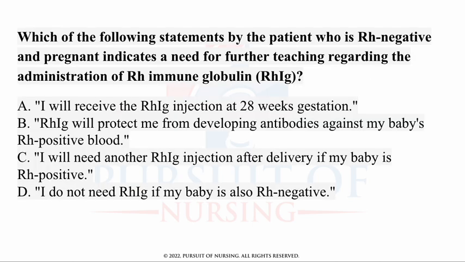All right, a classic multiple choice assessing knowledge of physiological integrity. Which of the following statements made by the patient who is Rh negative and pregnant indicates a need for further teaching regarding the administration of Rh immune globulin? So which statement indicates a need for further teaching? Meaning which of these statements is false or inaccurate regarding the administration of Rh immunoglobulin?